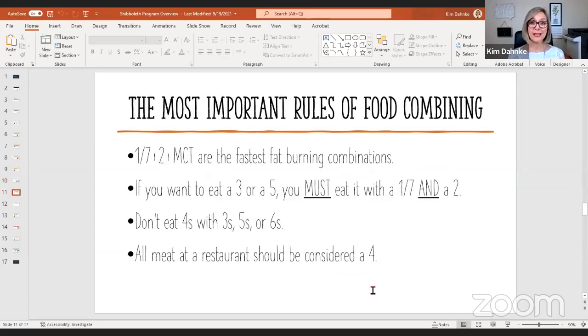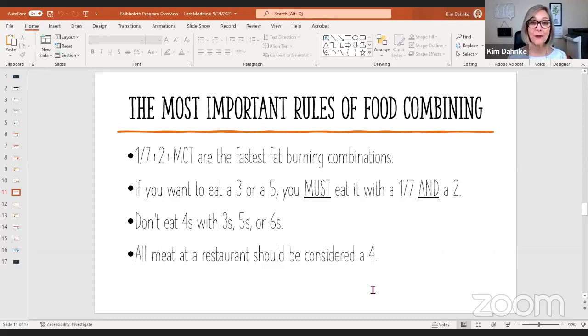All right, so let's recap the most important rules of food combining. A Category 1 or 7, remember those are both lean proteins, eaten with a Category 2 fibrous carb, cooked up in MCT oil are your fastest fat burning combinations. If you want to eat a Category 3 energy carb or Category 5 fruit, you must eat it with a lean protein from either Category 1 or Category 7 and a Category 2.